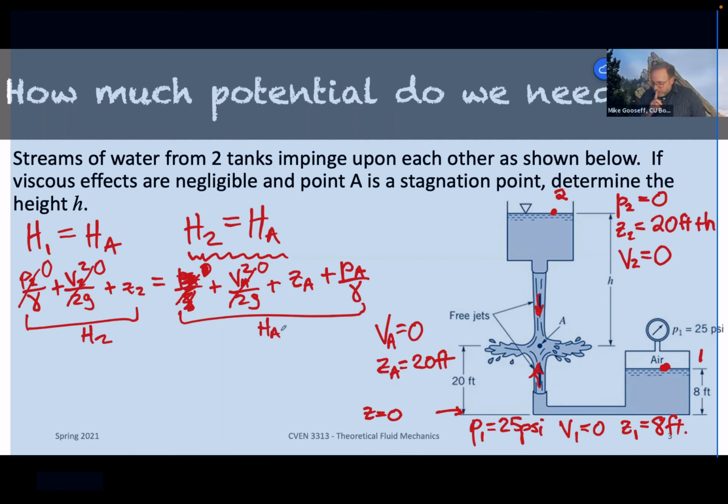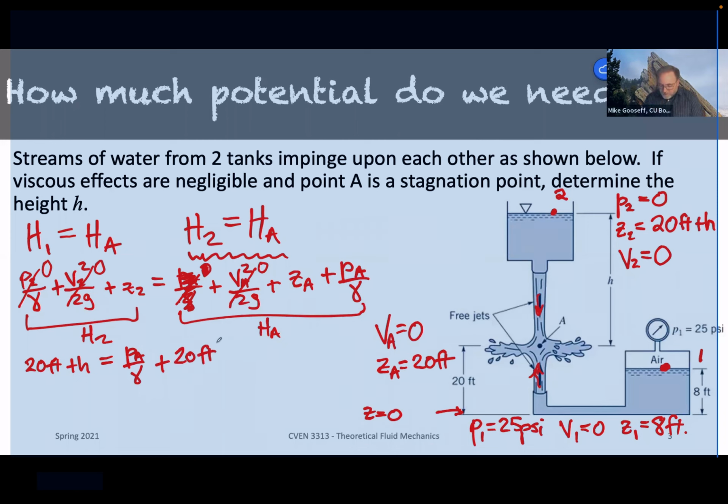So the next step then, let's simplify this. Basically, Z2 we said was 20 feet plus little h. And remember, little h is what we're looking for, is equal to PA over gamma plus, and then we said that ZA is equal to 20 feet.